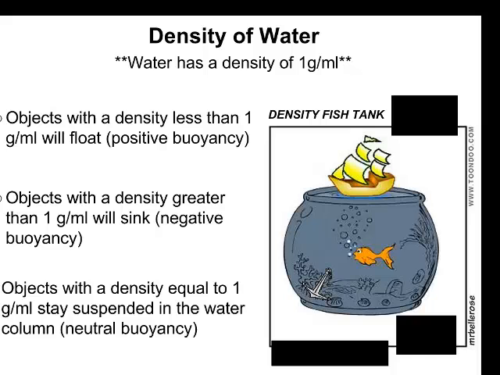Right, the boat. And objects with the density greater than 1 gram per milliliter will sink, or we call that a negative buoyancy. So in the picture, where's the object with the negative buoyancy? It's right here, it's the anchor. And then objects that have a density equal to 1 gram per milliliter will stay suspended in the water column. And that's called neutral buoyancy, and right here, that's our fish.